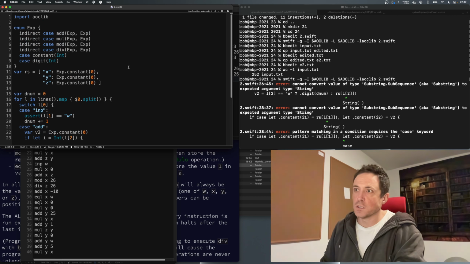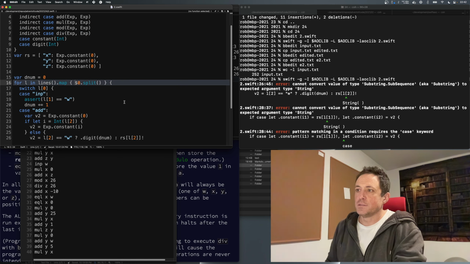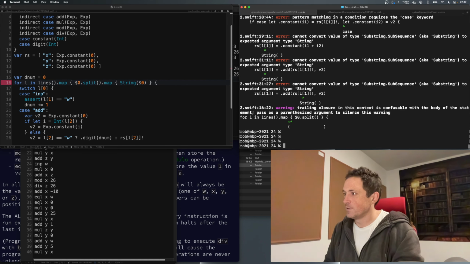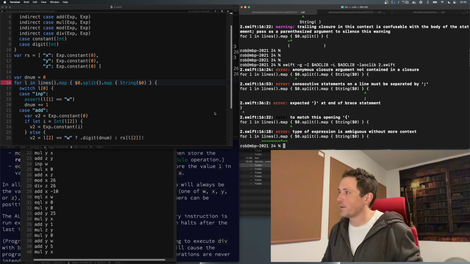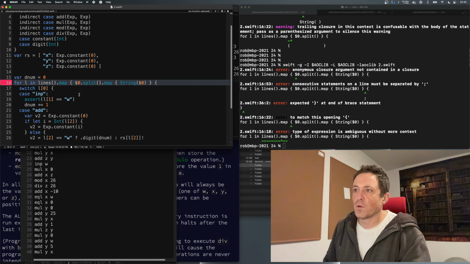Of course. Oh my God. Lines map. Split. Just stringify everything. Just do it. Okay. Anonymous closure argument not contained in closure. Well, yes, I can see how that could be a problem. For lines, map, 0, split, map, string, 0. So that's closing that one. That's closing that one.